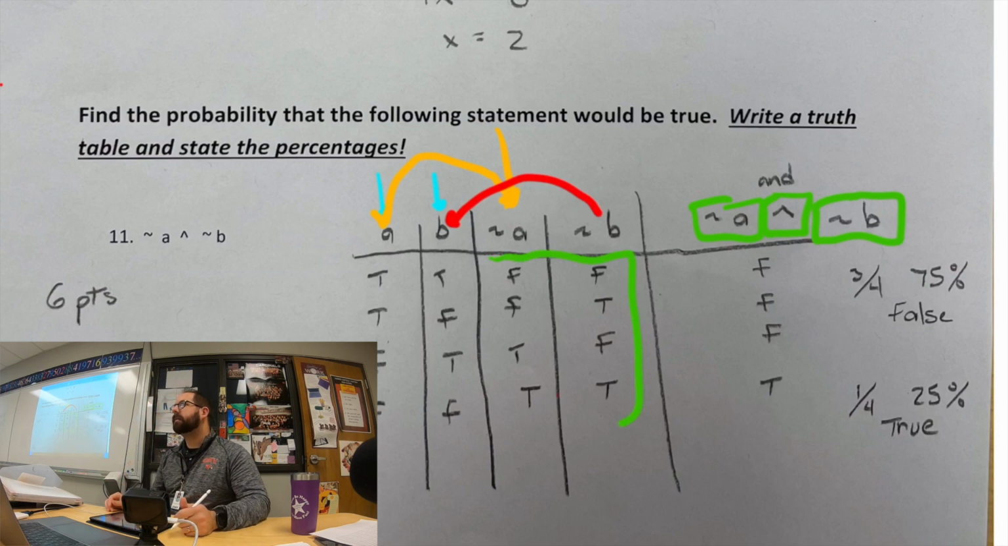That's all I'm looking at. I'm just looking at those two for the final answer column, because those are the two I need. So for an and, they both have to be true. So are they both true? No. Are they both true? No. Are they both true? No. Are they both true? Yes. So 3 out of 4 were false. 1 out of 4 was true.